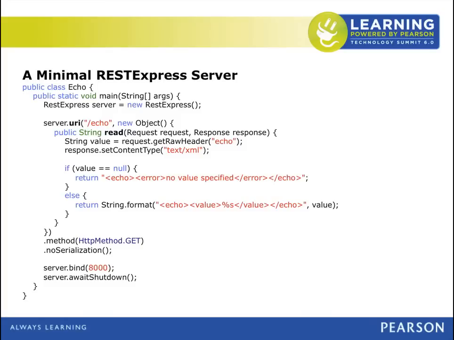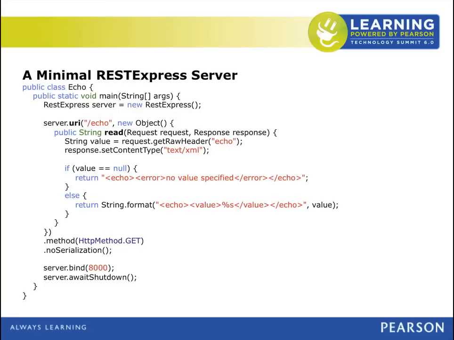So here, we're at the end of the URL definition, but with method chaining, we're going to say, okay, well, I only want to support the HTTP method get, since we only have one method here. Otherwise, we'd want to provide a read, create, update, and delete method to go along with all four HTTP methods. We're not going to do any serialization, so that essentially turns off RESTExpress's XML and JSON serialization. And we're going to bind it to port 8000 and wait for somebody to hit Control-C.